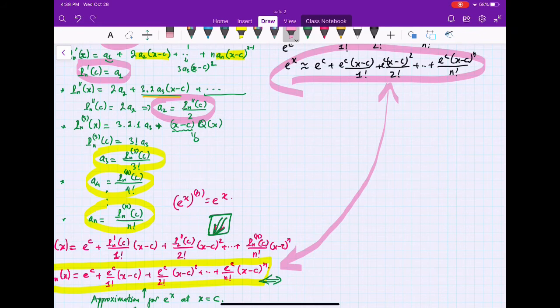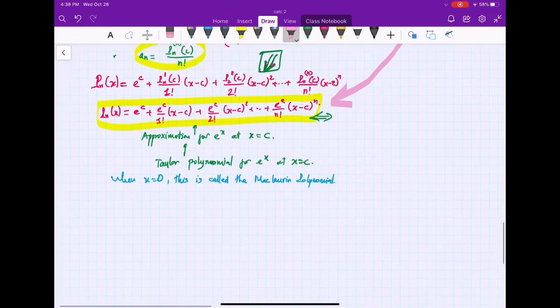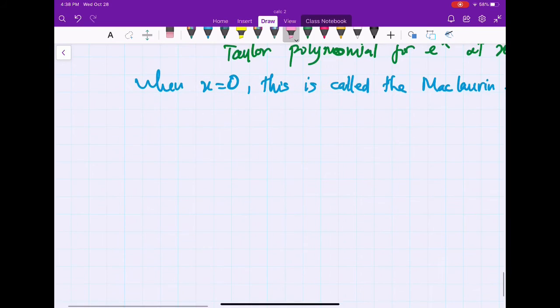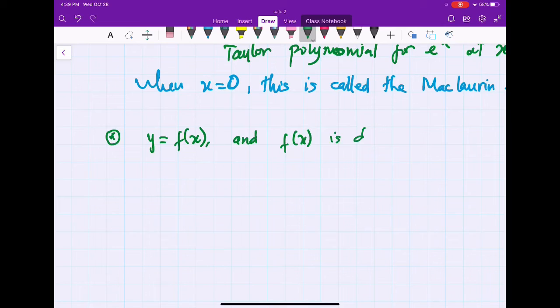Does that make sense? All right, now let's talk about the Taylor polynomial and Maclaurin polynomial for a general function. Suppose that I have the function y equal to f of x, and this function is differentiable with any order. The reason we want that is because we want to take the derivative of order n.